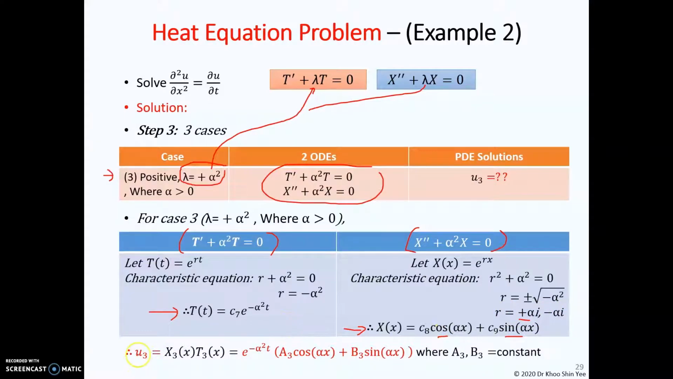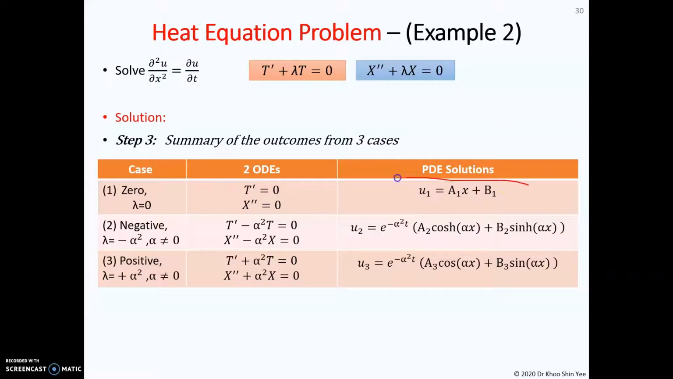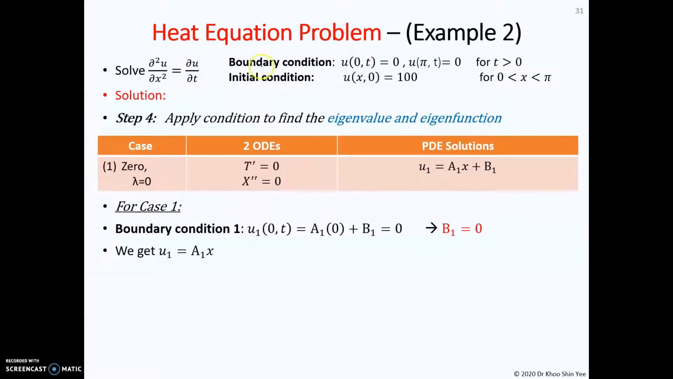So after you obtain the t and x here, take the multiplication between them to obtain the PDE solution for the third case, which is this, and you have two constants here to be solved. These are the three PDE solutions that you obtain from these three cases. Let's continue to apply the boundary condition in order to obtain the eigenvalue and eigenfunction for each case.